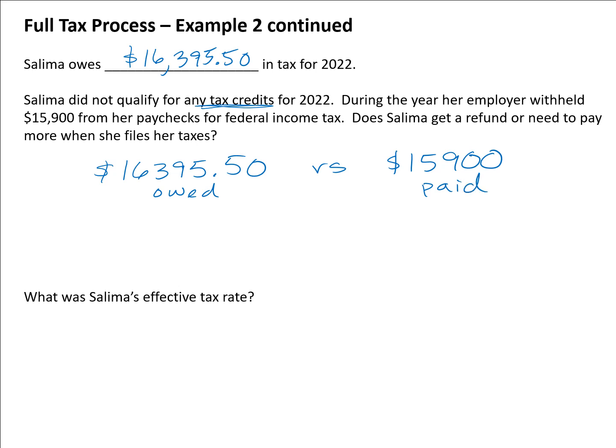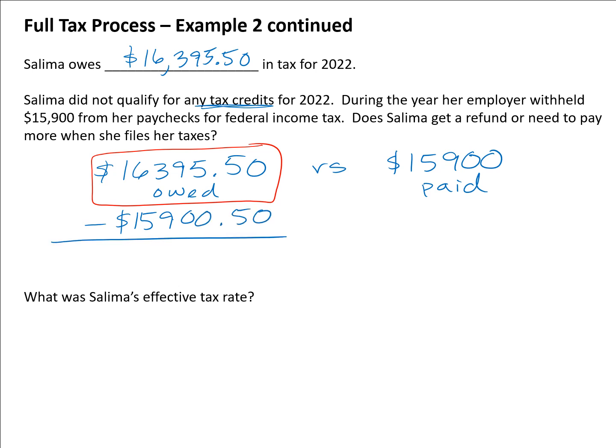So when we look at which one is more, she actually owes more. So that means she continues to owe because she hasn't paid the full amount. How much she still owes would be gotten from subtracting what she's paid from what she owes. So we subtract how much she's paid, that $15,900, and we get that she still owes $495.50, still owed to the feds.